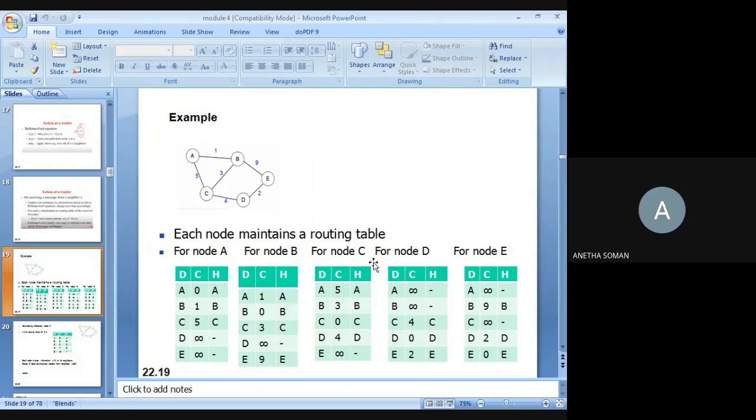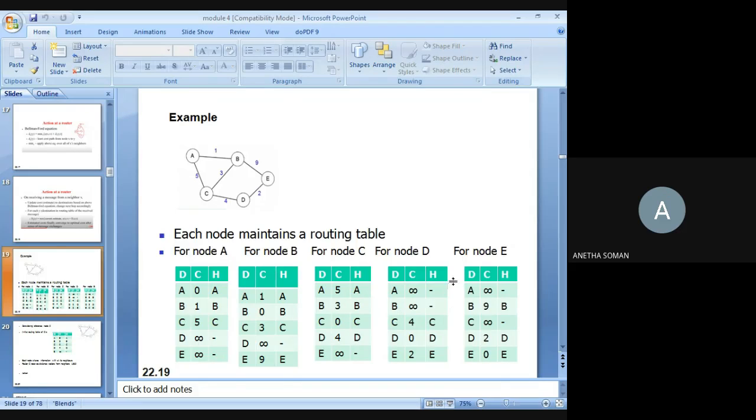Now, what for node C? Now consider the node C. The nodes in the network are A, B, C, D, E. Now, if I want to reach A, I have a cost of 5 through the next hop router A itself. Now, if I want to reach B, you have a direct link with a cost of 3, right? Now, if I want to reach C itself, the cost is equal to 0. If I want to reach D, the cost is equal to 4. And there is no direct link to E, so it remains infinity.